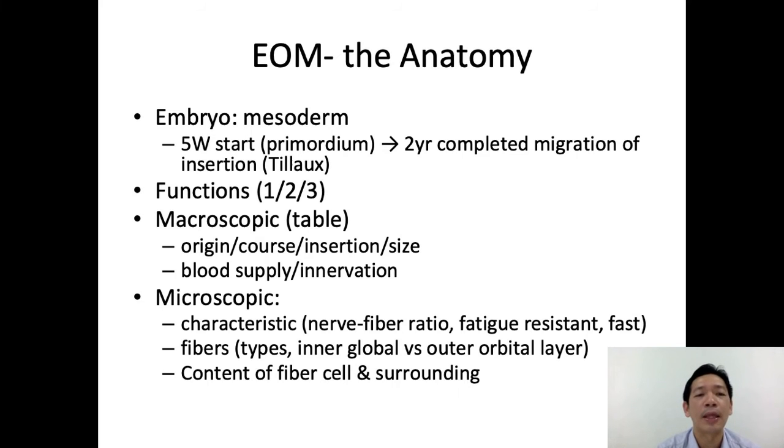Microscopic is something that people normally miss. You shouldn't miss it, because the microscopic characteristics apply almost the same for all the extraocular muscles. So get some notes regarding the characteristics of the fibers, the types of the fibers, and also the content of the fiber cell and surroundings. Then that will cover the microscopic anatomy of your extraocular muscle.